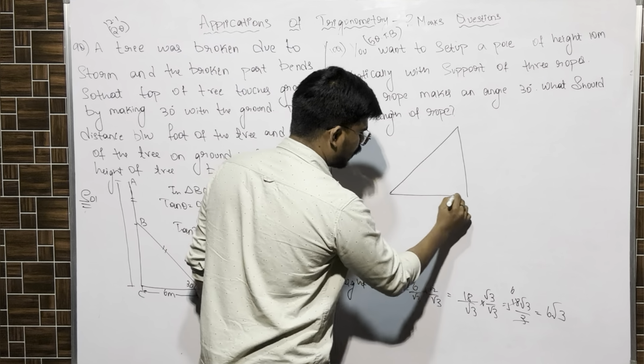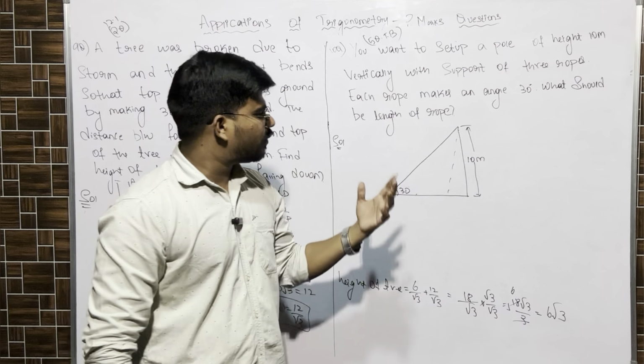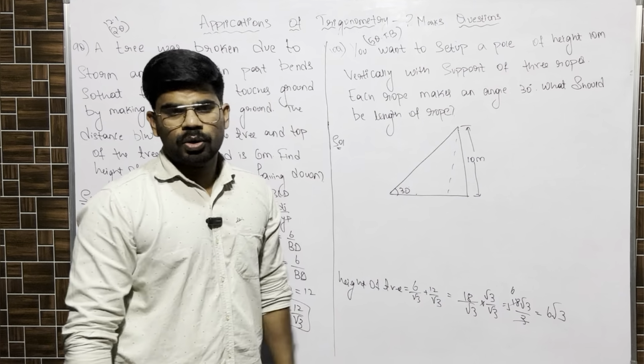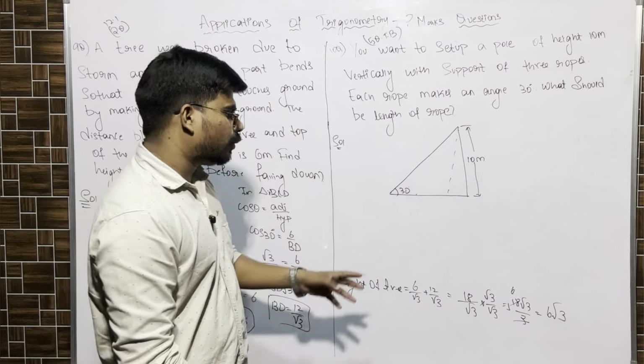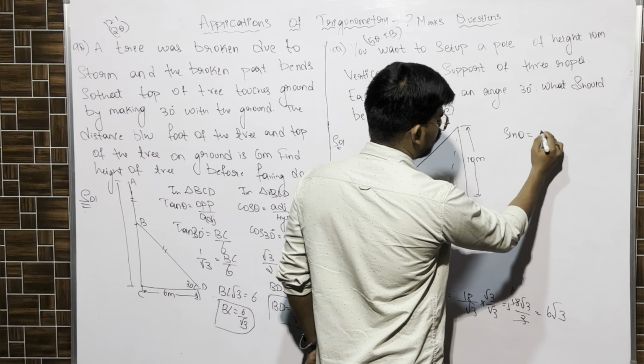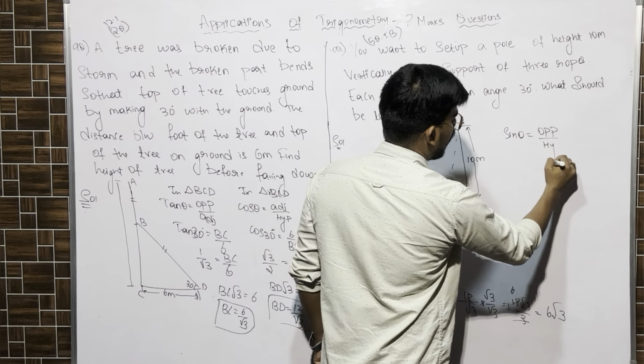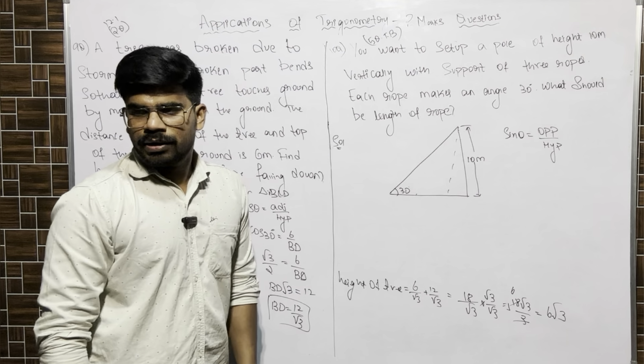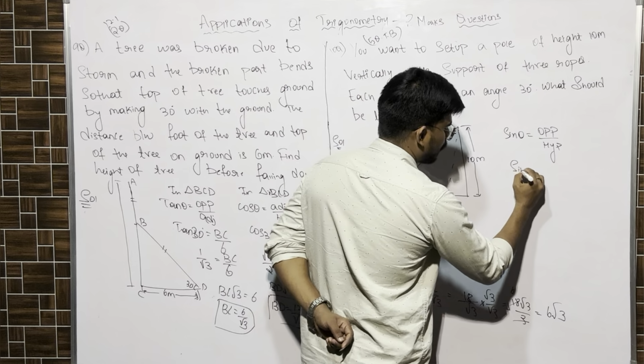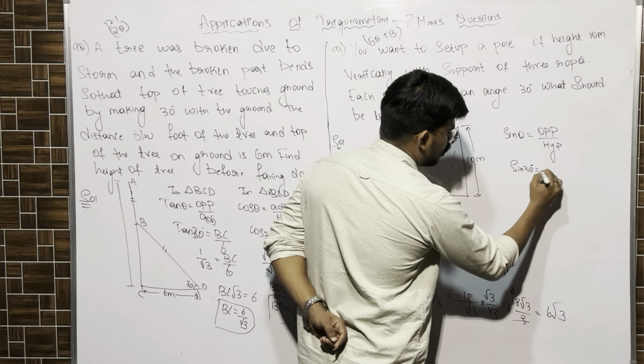We'll calculate the length of one rope. How many ropes do we have? 3 ropes, so we'll multiply that answer by 3 to get the total length. With respect to this 30 degree angle, what is this side? Opposite, and this one is the hypotenuse, so we take sin theta. Sin theta is equal to opposite by hypotenuse. Theta is 30 degrees, so sin 30 is equal to opposite 10 by hypotenuse, which is what we have to calculate.